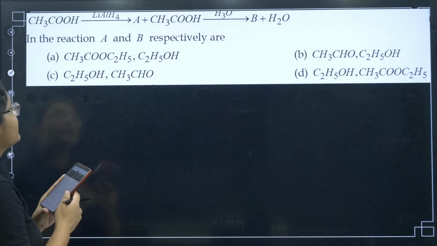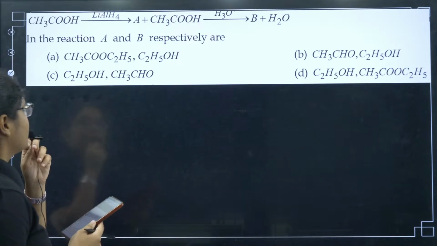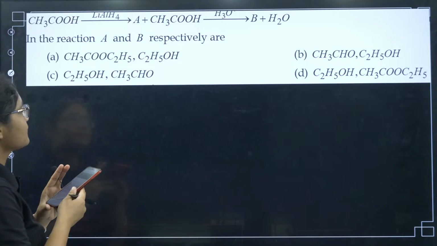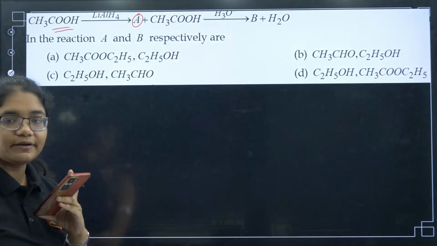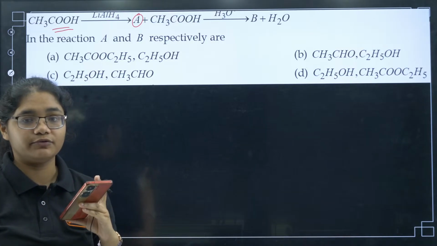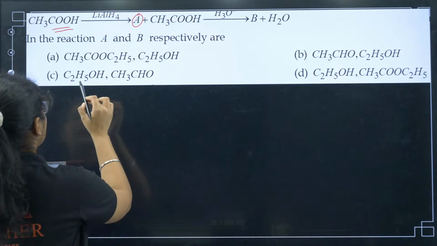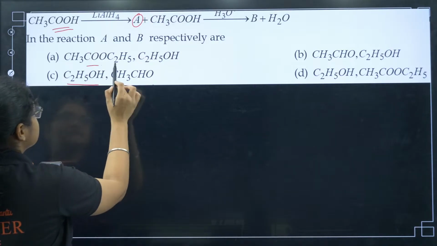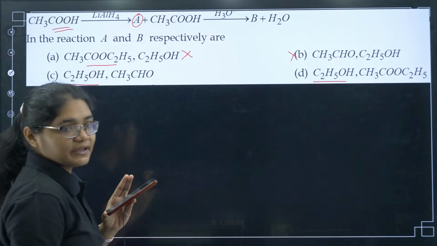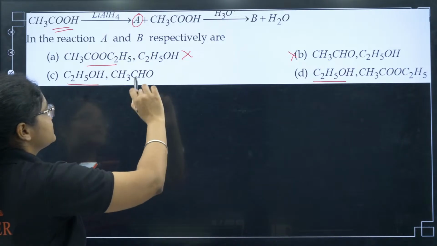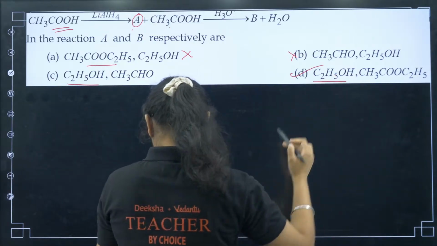Next, CH3COOH with lithium aluminium hydride, and then you are treating with H3O+. What will be A here? This acid will be reduced with LiAlH4 to give alcohols, so I will get C2H5OH. This one is an ester, this is wrong, and this is also wrong. I will get C2H5OH, that is your alcohol. Next, alcohols and acids will react to give you esters. So that is why option D.